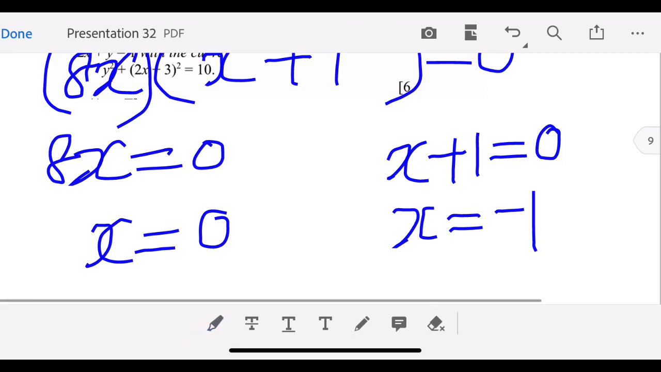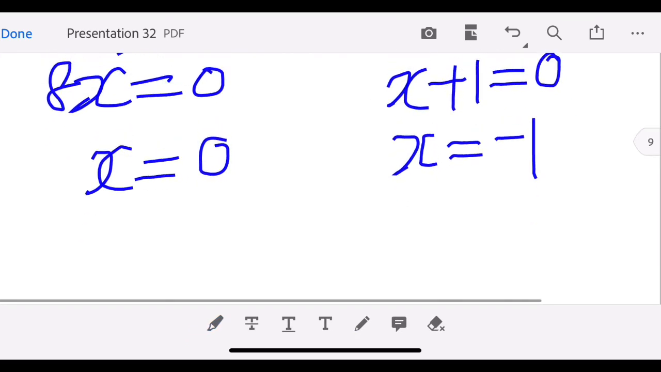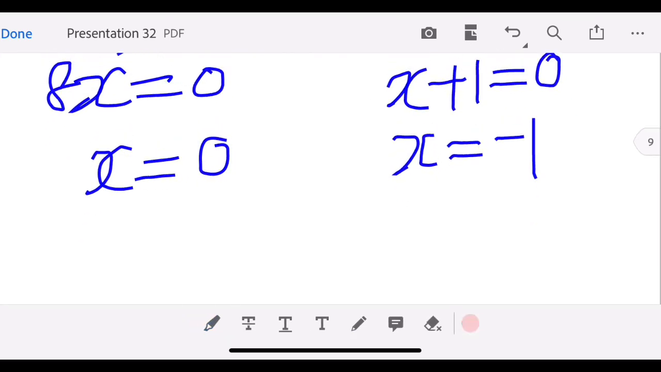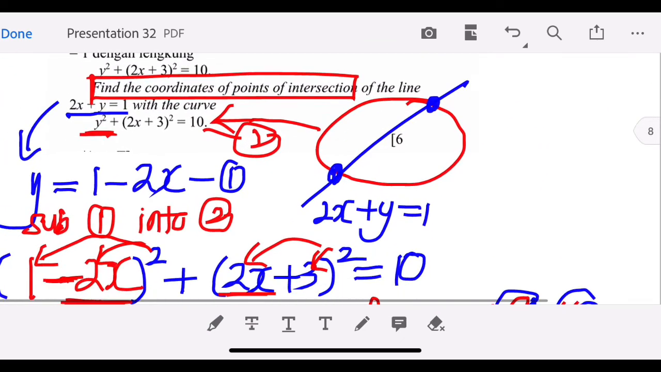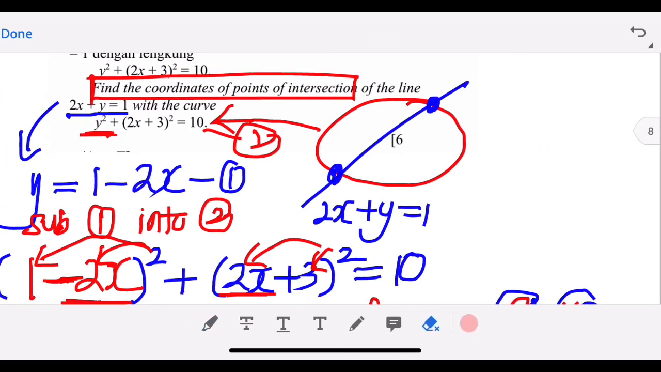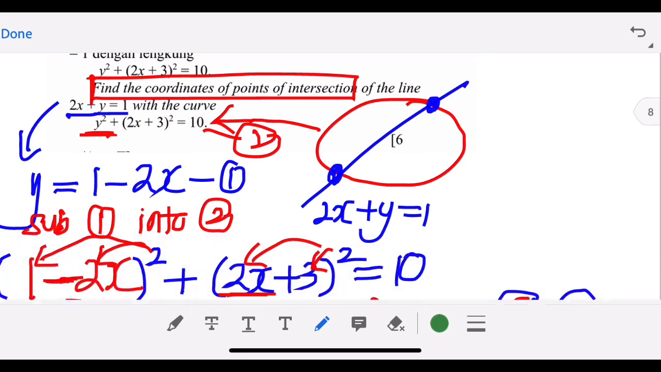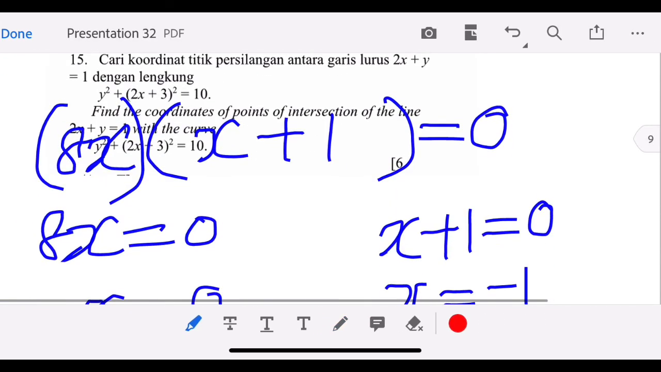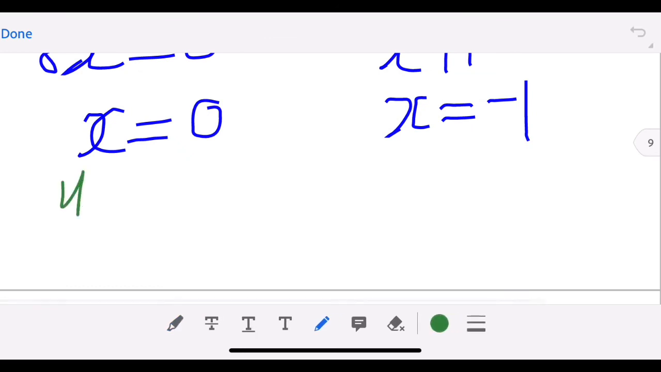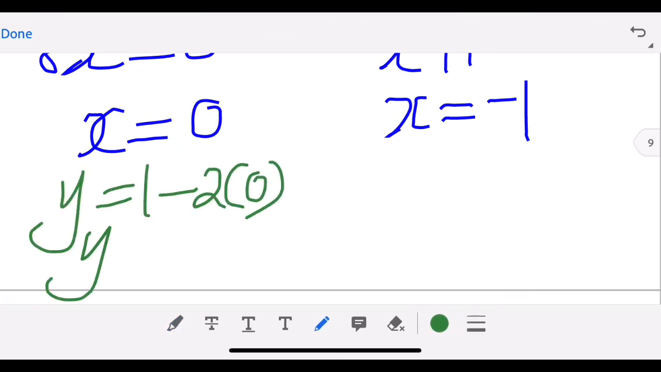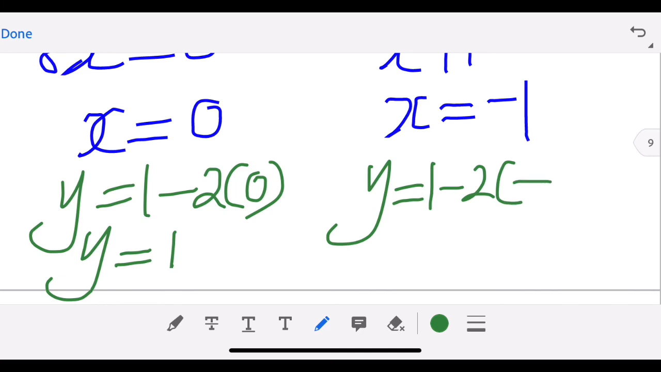For each value of x, we need to find the corresponding value of y. So go back to our y. Where is our y equation? This is the y equation. So let's substitute into the y. When x is 0, y equal to 1 minus 2x, x is 0. So 1 minus 0 is 1. When x is negative 1, y equal to 1 minus 2 times negative 1. So y equal to 3.